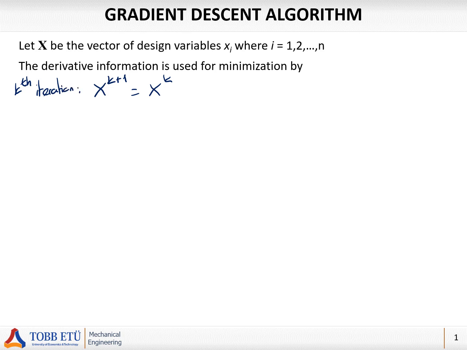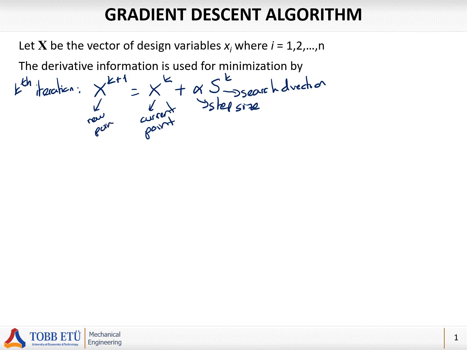It can start from 1, for instance. If this is 1, the left side is 2, plus an alpha, which is the step size, and the search direction. And this is also for the kth iteration. So this is called the search direction. This is the step size. This is the current point of the design variable. And this is the new point. We will find the new point using the search direction, as you can see. And this search direction is important for us.